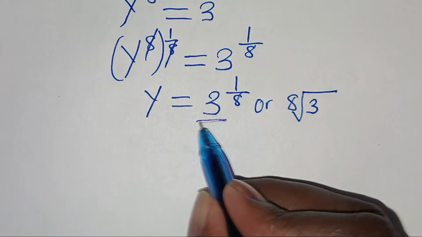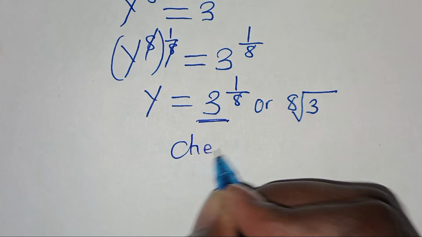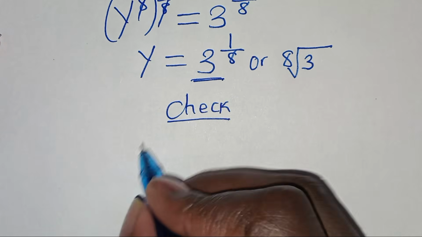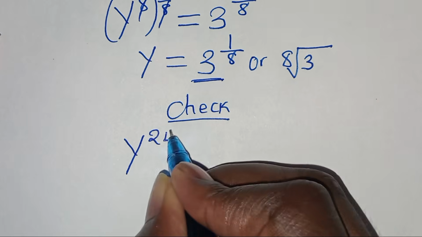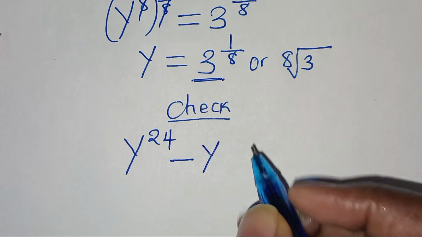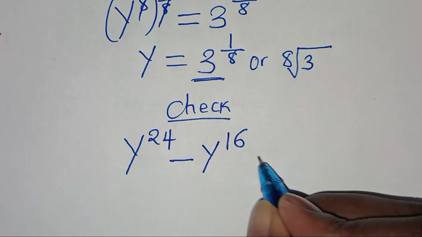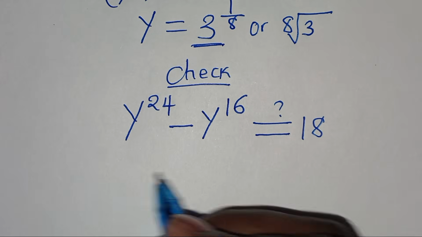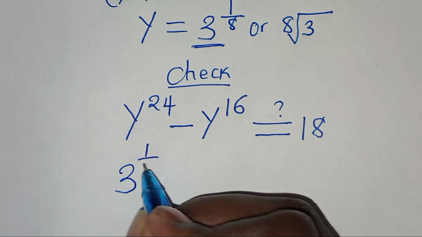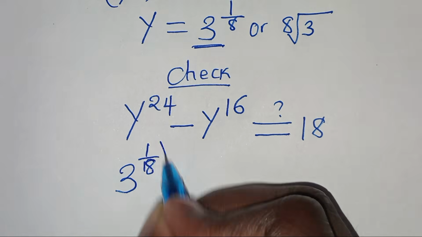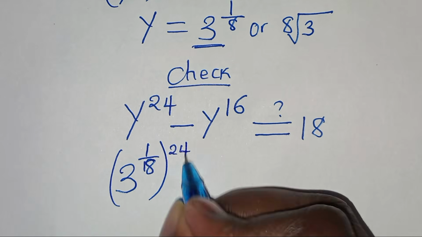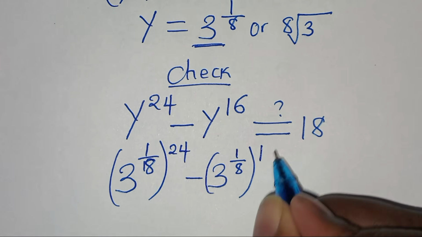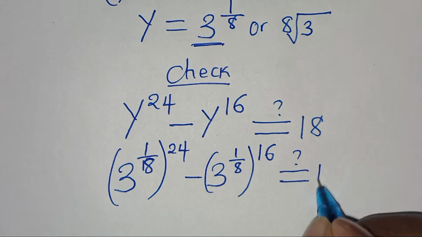Now since we have the value of y, we can check if this value of y satisfies the equation. So we have y raised to the power of 24 minus y to the power of 16. This should give us a value of 18. So we have 3 raised to the power of 1 over 8, all raised to the power of 24, minus 3 raised to the power of 1 over 8, all raised to the power of 16. This should give us a value of 18.